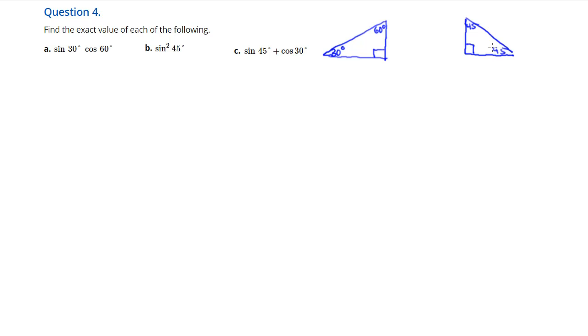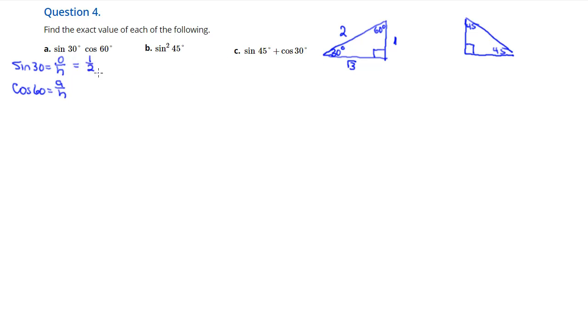If you recall, for the short leg on a 30, 60, 90 triangle, if I want the hypotenuse, I just multiply it by 2. And if I want the other leg, I just multiply it by square root of 3. And so I can use this to answer this question. I know that sine of an angle is opposite over hypotenuse. And I know that the cosine of an angle is adjacent over hypotenuse. So all I do is look at my triangle and fill this in.